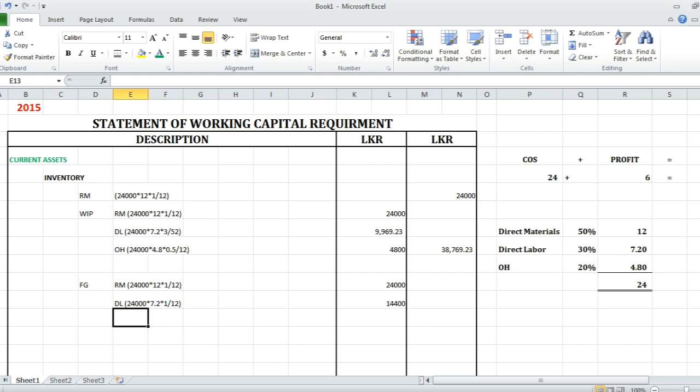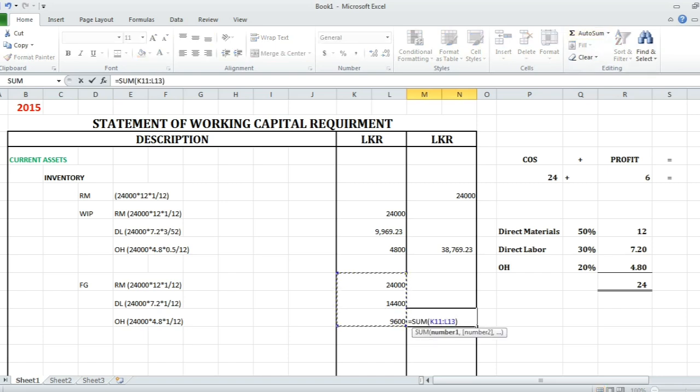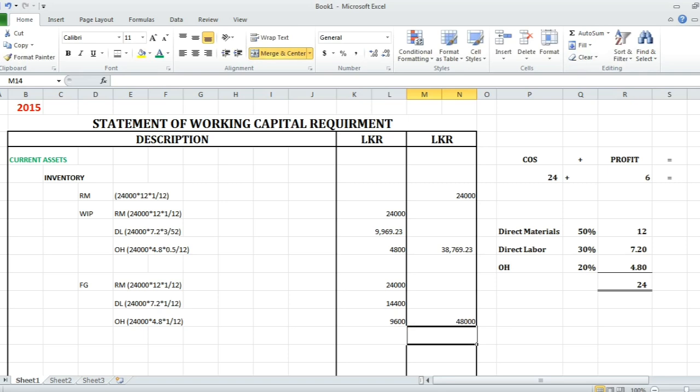$14,400. And overhead value for the finished goods: 24,000 production units into 4.8 rupees overhead cost per unit into 1 month finished goods period, 1 divided by 12. So the value for the overheads in the finished goods is 9,600 rupees. So total value of the finished goods is 48,000.